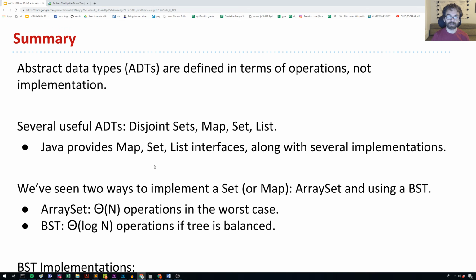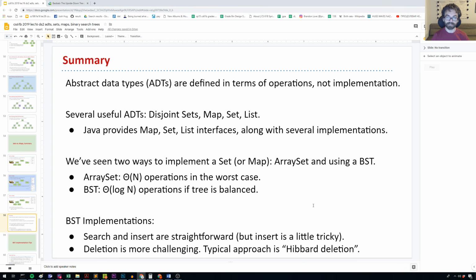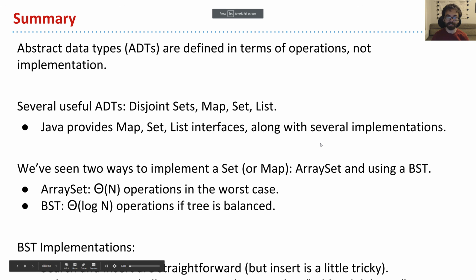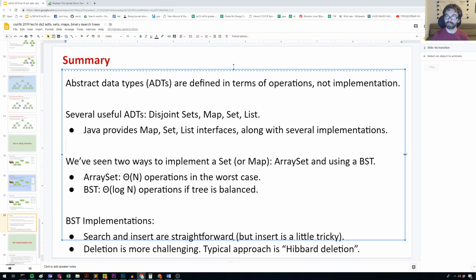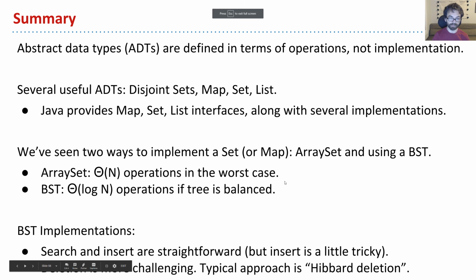And then lastly, that's a little funny. Look, it all fits on the slide, but when I present, it does not. Okay, well, I'm going to try widening this, see if that helps. It did, good. All right, anyway, and then binary search tree implementation-wise, when we actually want to implement the operations, search and insert are straightforward, but insert's a little tricky, as you'll see when you work on the lab. And the key thing is avoid arm's length recursion. And then deletion is a little more challenging, and the typical approach is Hibbard deletion.